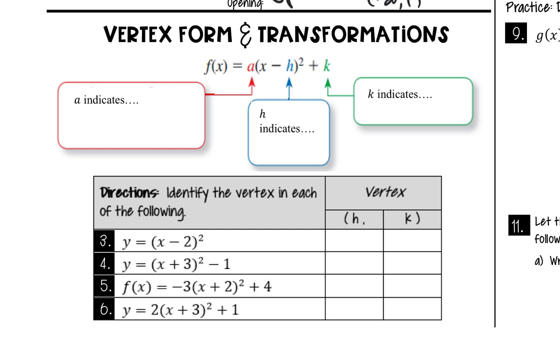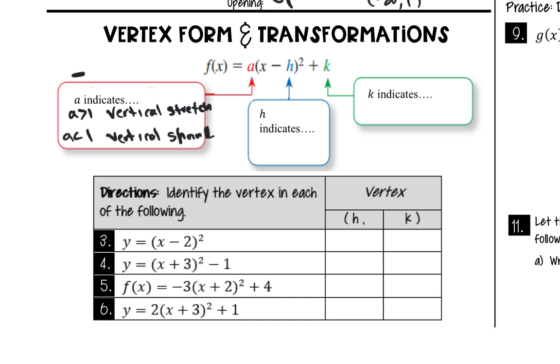Okay, now for transformations. This is the same transformation paper that you used before. You should have a green paper like this in your notebook by now. A is your vertical stretch or shrink. When A is bigger than 1, we stretch, meaning we get skinnier because we're stretching up. When A is less than 1, which is the fraction, we're going to shrink. The fraction has to be less than 1.